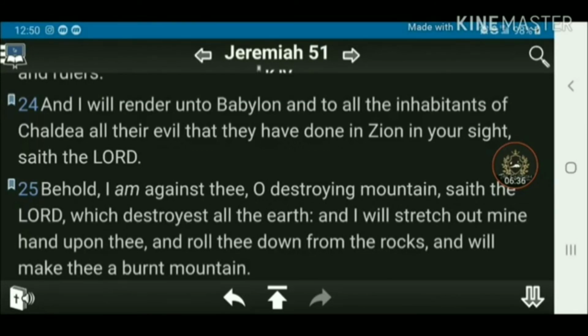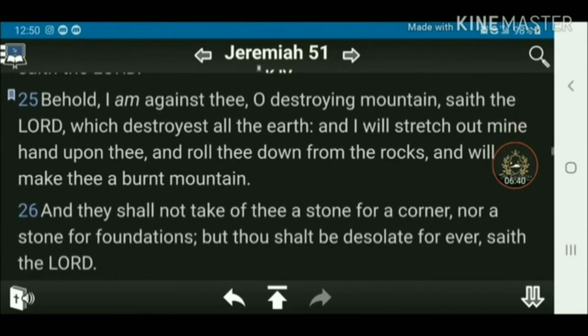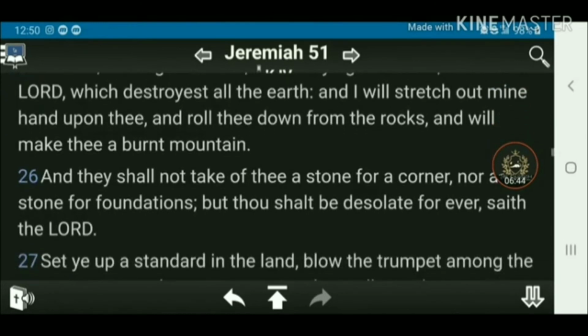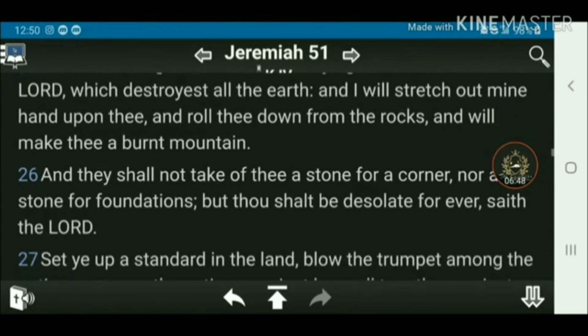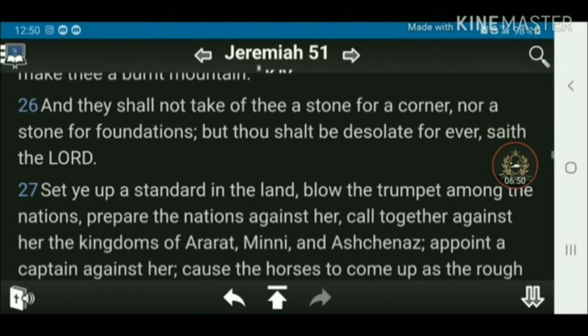Behold, I am against thee, O destroying mountain, saith the Lord, which destroyeth all the earth. And I will stretch out my hand upon thee, and roll thee down from the rocks, and will make thee a burnt mountain. So the Most High is going to use us through that spiritual power. He's going to make us a new, sharp, threshing instrument having teeth.